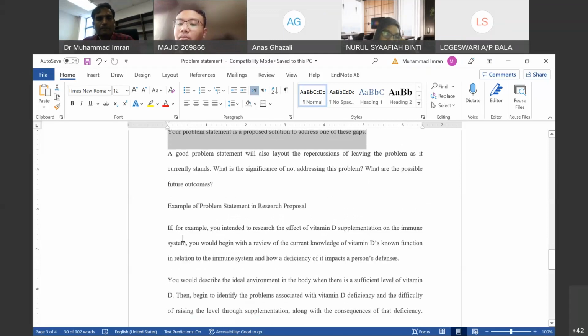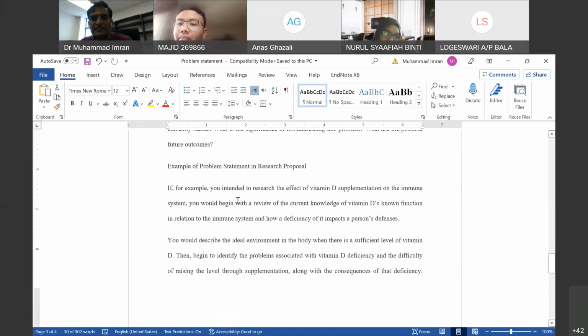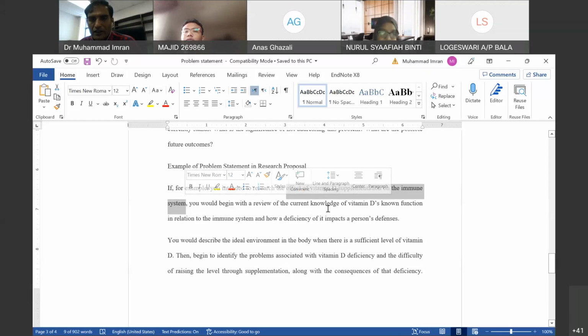Okay, a simple example. For example, you intend to research the effect of vitamin D supplements on the immune system. Why do we need vitamin D? Oh, COVID-19, right? This is our title now. You would begin with a review of the current knowledge of vitamin D, understand? Its known function in relation to the immune system. Then you know the function. What is the relation of vitamin D with the immune system, right?